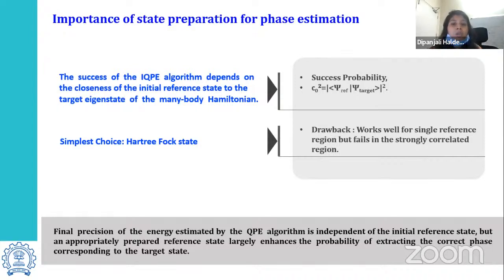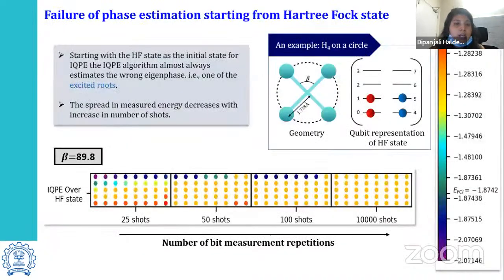but it suffers from a drawback, which is that it works really well for the single reference region, but it fails in the strongly correlated region. I can show this. We have taken H4 on a circle molecule, where two H2 molecules are placed on a circle, and we vary the angle between them. The angle is denoted by beta. At beta towards 80 degrees, the region is a single reference region. But for beta towards 90 degrees, it's a strongly correlated region.